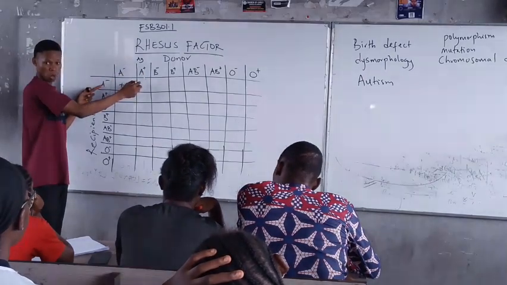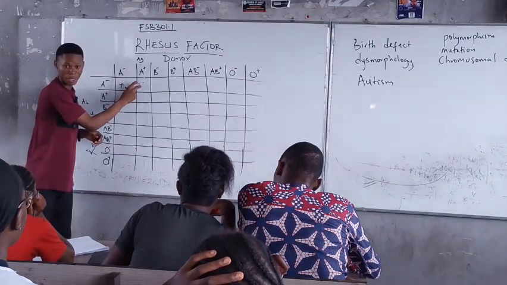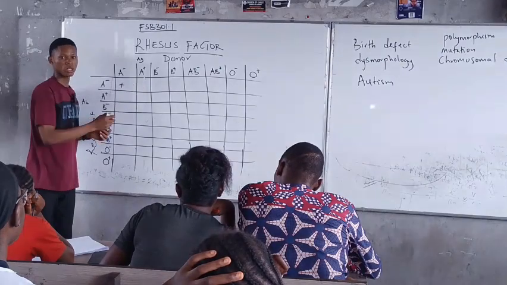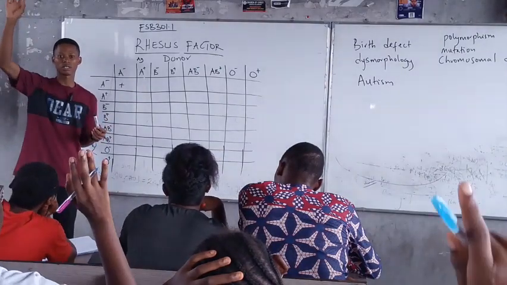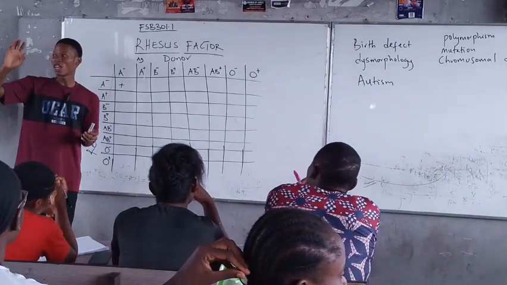Is this plus or minus? Hey, is this plus or minus? If you say minus, let me see your hand. 1, 2, 3, 4, 5, 6. Hands down.